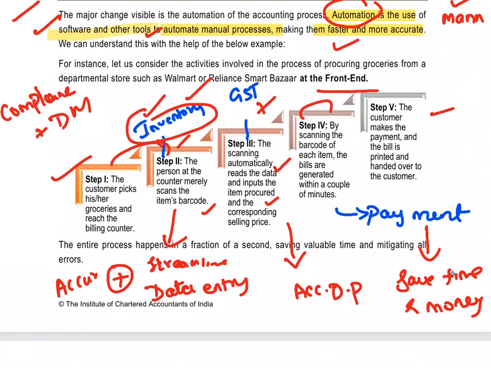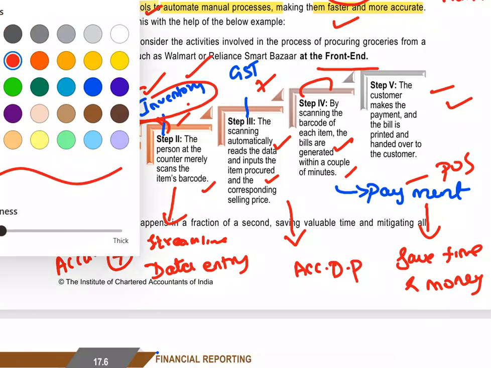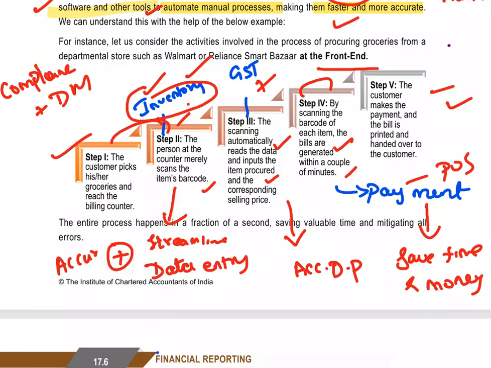Now, by scanning the barcode of each item, the bills are generated within a couple of minutes. This is your fourth point: finally the customer makes the payment, the bill is printed and handed over to the customer. So that is how the five points, front end and back end, inventory, GST, payment, make POS easy to remember. Done? Okay. Once this is done, now we will also understand the benefits.